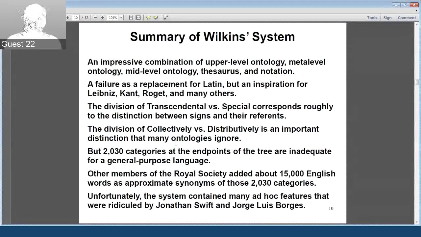Leibniz and Kant explicitly referred to it. Leibniz explicitly was a consultant on this project by Wilkins and was very strongly impressed by it, and Kant followed on in that tradition. The division by collectively and distributively is a very important distinction that many ontologies ignore.